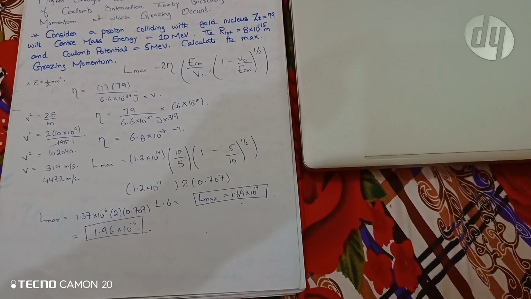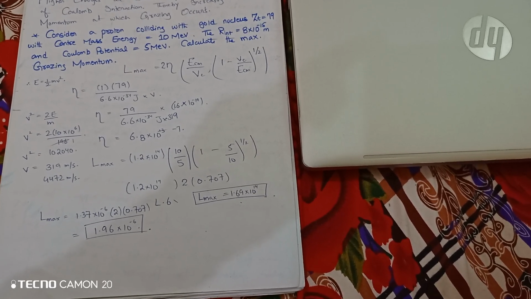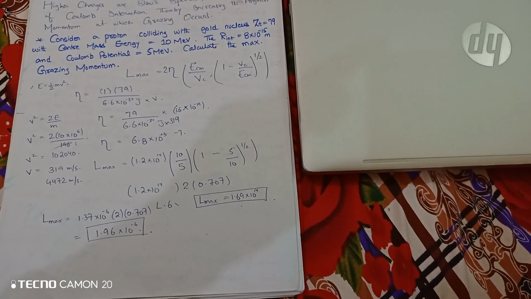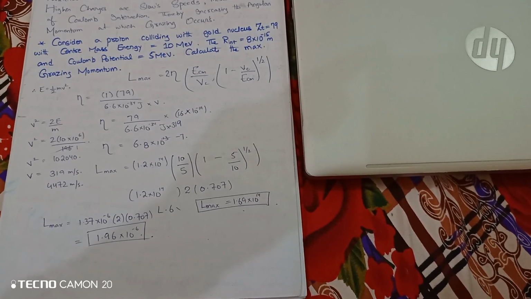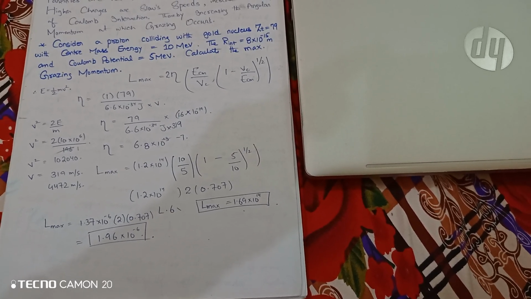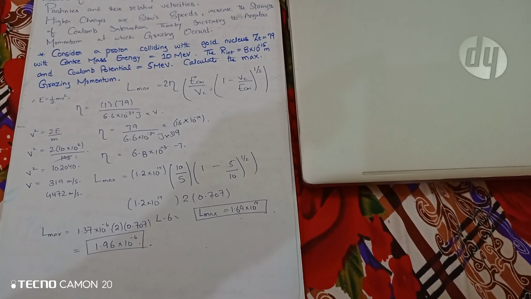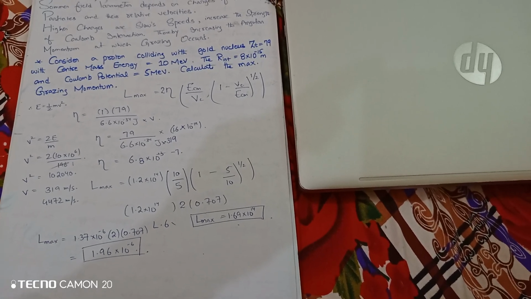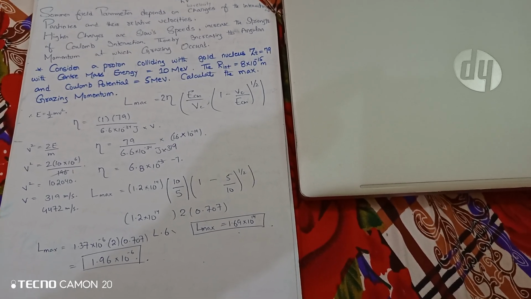You know the relation for the maximum grazing angular momentum: 2 eta, multiplied by ECM divided by VC, the center of mass energy divided by the Coulomb potential, multiplied by (1 minus VC by ECM) to the power 1 by 2. In this scenario, VC and ECM are given, but the only unknown factor is eta, the Sommerfeld parameter. So first we have to find the Sommerfeld parameter eta, then put it into our main expression to find L max. The formula for eta is Zp multiplied by Zt into e squared divided by h cut and v.